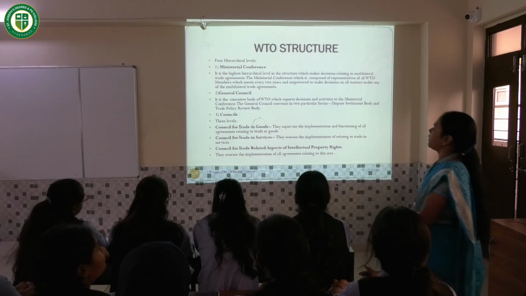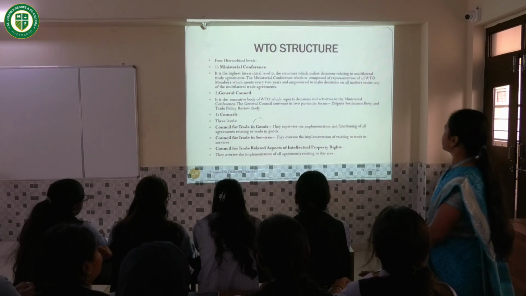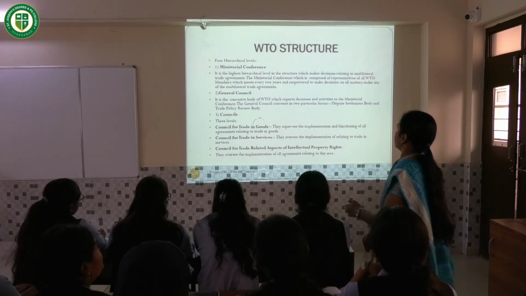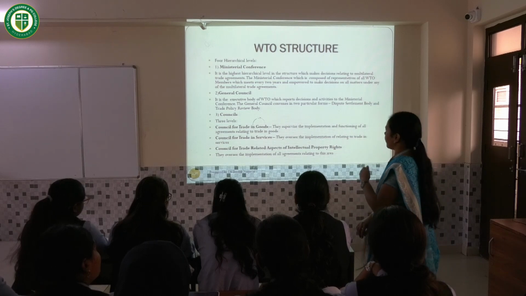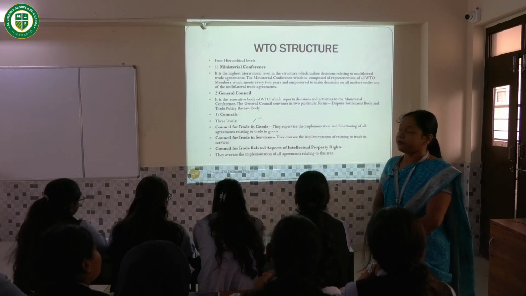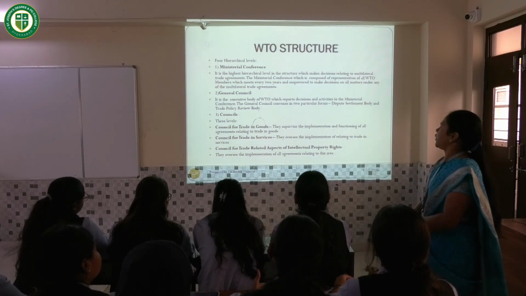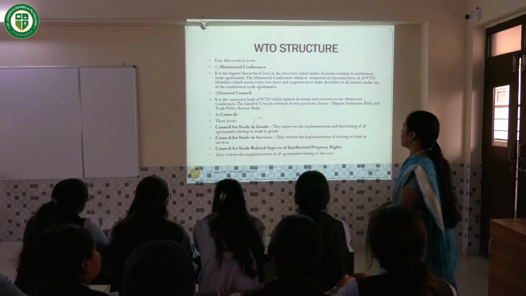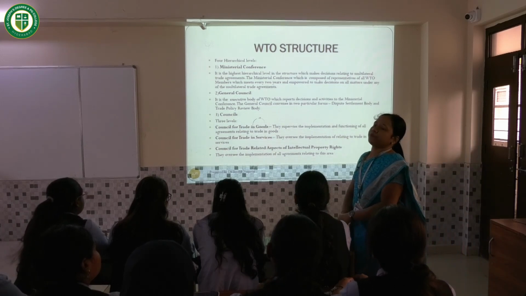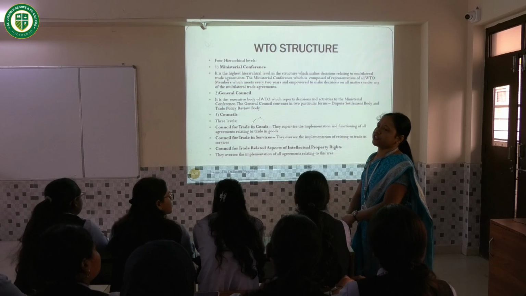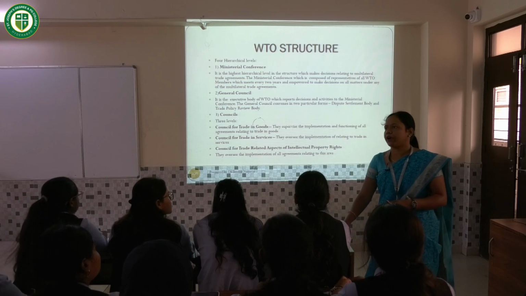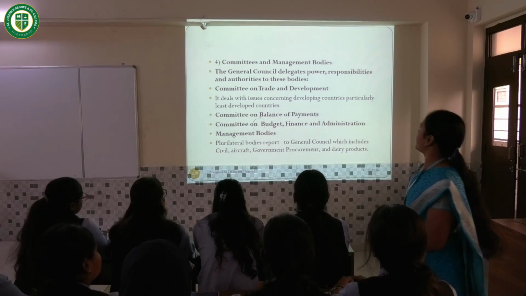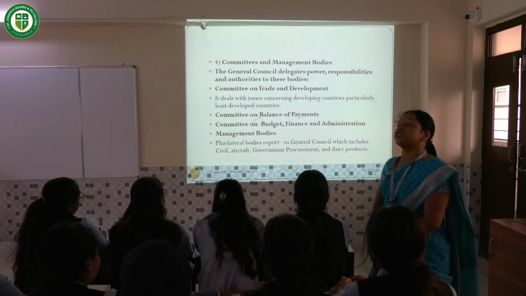The second being the Council for Trade in Services. They cater to implementing the various rules and policies related to the services which are rendered. And the third being the Trade Related Aspects of Intellectual Property Rights. They take care of how the various intellectual property rights are taken into consideration, such as copyright, patent, trademarks, and so on.